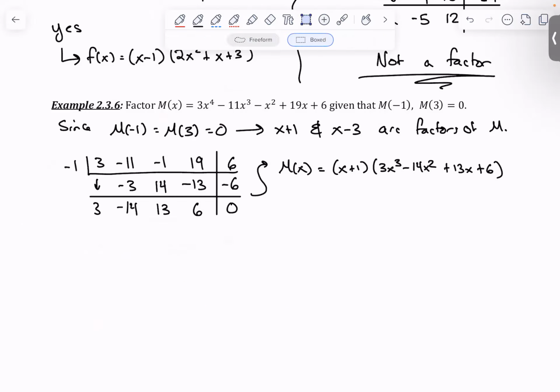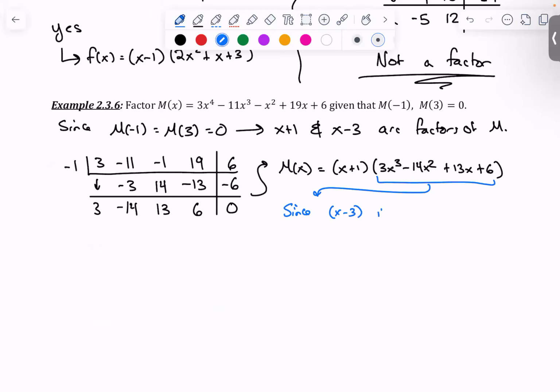How do I do that? Here's the answer. This piece right here. Since x minus 3 is a factor of m, it must be a factor of this by necessity.